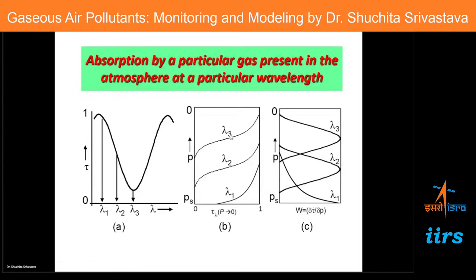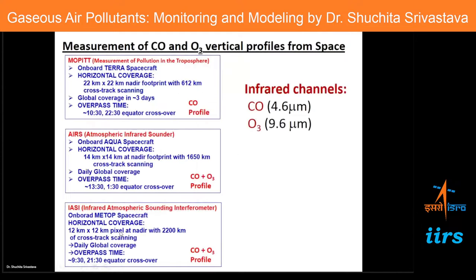So by measuring photon radiance at different wavelengths, having different absorption characteristics, having different absorption cross sections for one gas, we can get the vertical profile of that gas in the atmosphere. So using these principles, a few instruments are mentioned, and these instruments measure either CO or CO plus ozone. These are MOPITT, Measurement of Pollution in the Troposphere. It is on board the Terra spacecraft, and horizontal coverage is 22 km by 22 km. And global coverage is provided in 3 days, and overpass time is 10:30 and 22:30 equator crossover time.